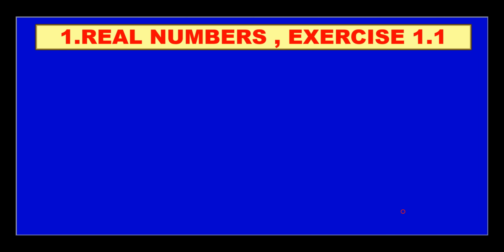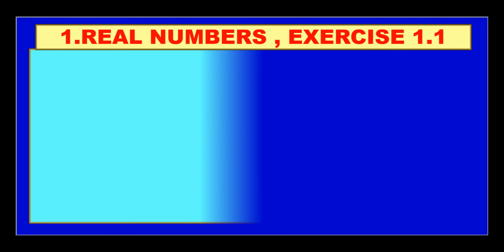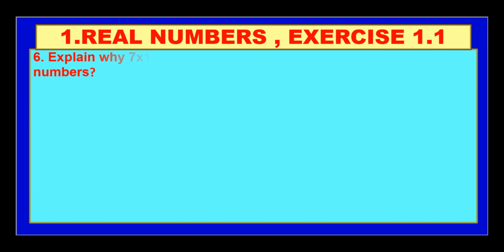Next is question number 6. Here is the chapter real numbers, exercise 1.1 and question number 6. Explain why 7 into 11 into 13 plus 13 is a composite number, and also explain why 7 into 6 into 5 into 4 into 3 into 2 into 1 plus 5 are composite numbers.